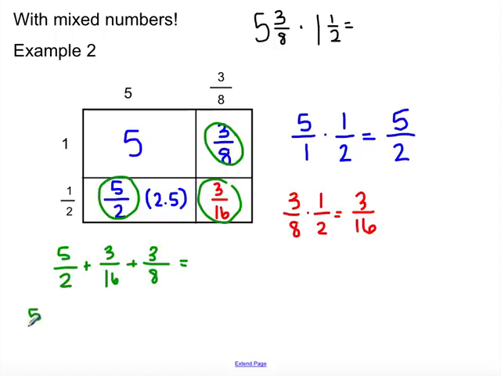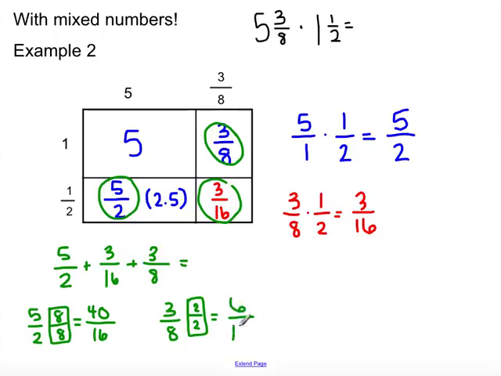Well, 2 times 8 is 16, so I know that all these numbers work really nicely together. So 5 over 2, my giant 1 is going to have an 8. And 5 times 8 is 40. And then 16. And I'm going to change this one as well. 3/8 inside my giant 1 is a 2. 3 times 2 is 6/16.